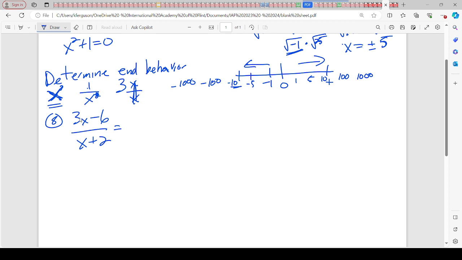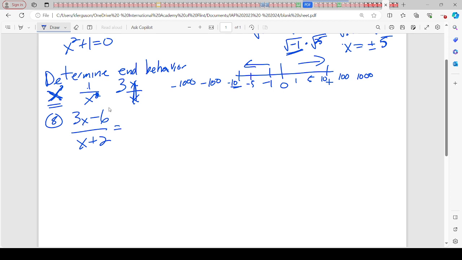If I picked x equals 2, that would have a big effect because 3 times 2 is 6. 6 minus 6 is 0. Oh my gosh, that has a big effect. It made it 0. But what if I picked x equals 10? 3 times 10 is 30.